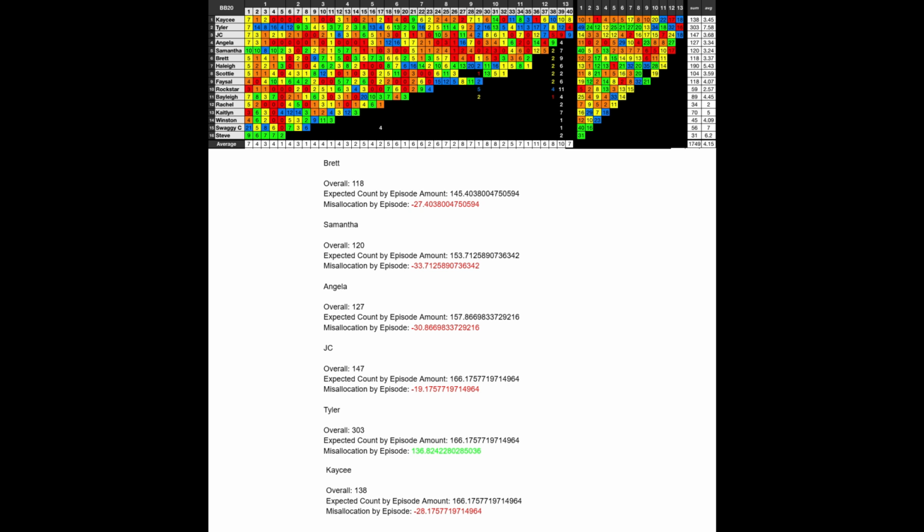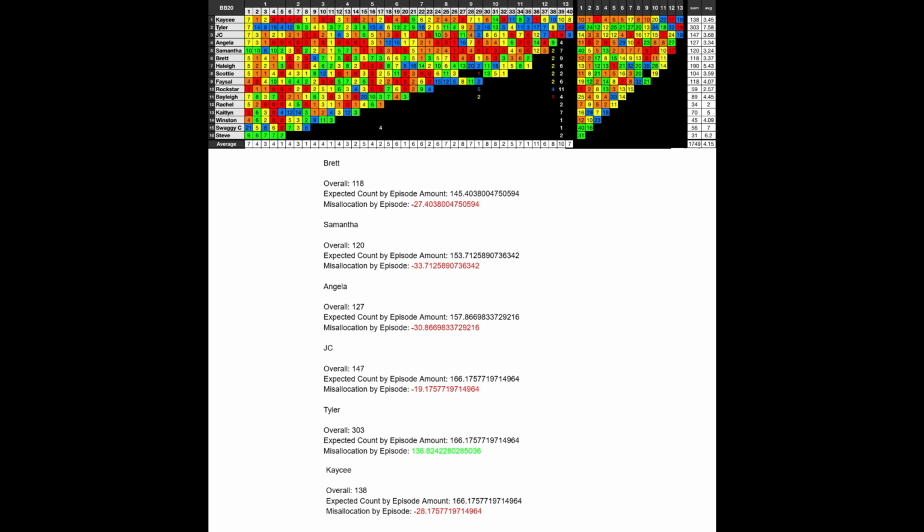Tyler got 303 diary rooms, and his expected count by episode amount is 166.17, causing him to have a 136.832 misallocation by episode. This means he got roughly double the amount, probably a bit less than double, but around double the amounts that he should have gotten. And I think this number is higher than both of Paul's seasons. So yeah, you can definitely tell that they chose a favorite when it comes to the edit and the narration and just gave them all the content within the last few seasons.